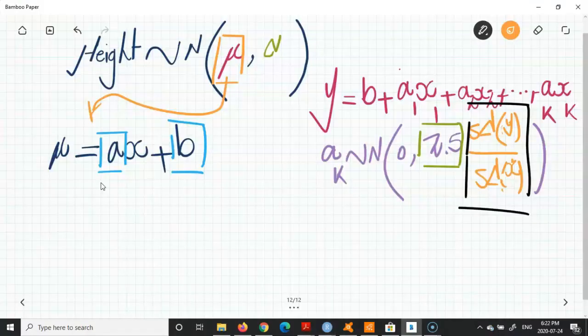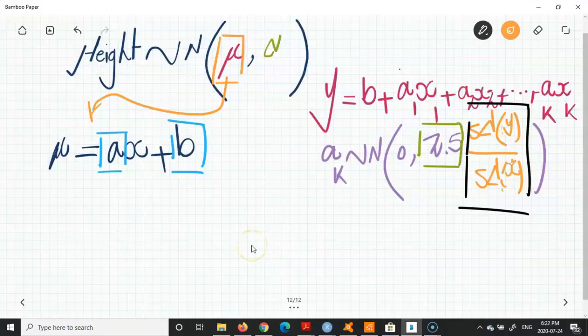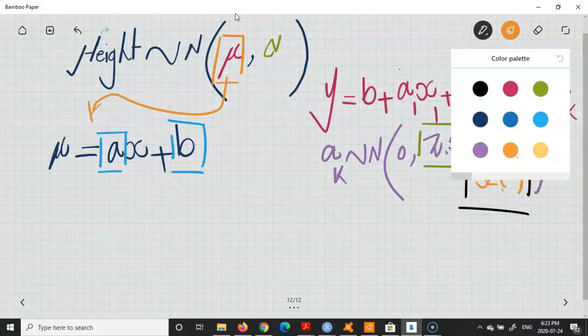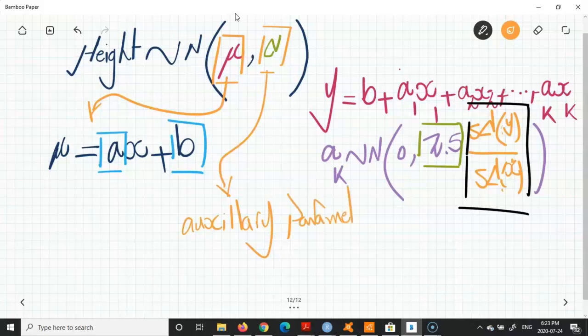Okay, now we are also going to talk about the auxiliary, and I'm going to go back to see what we mean by the prior of the auxiliary. Look at the other parameters in our model. The other parameter in the model is defined by sigma. That's what is called the auxiliary parameter.